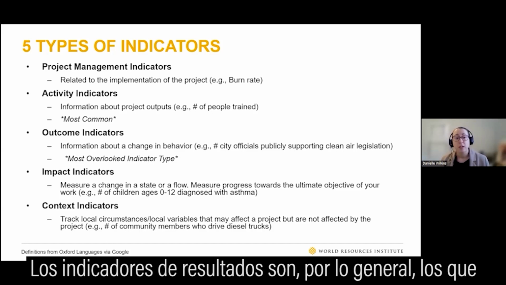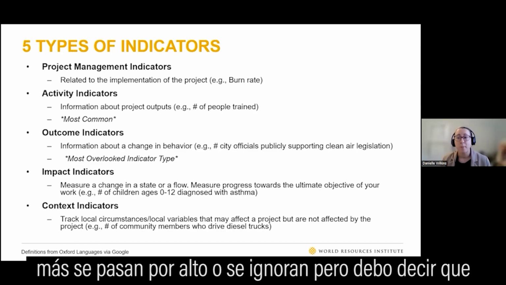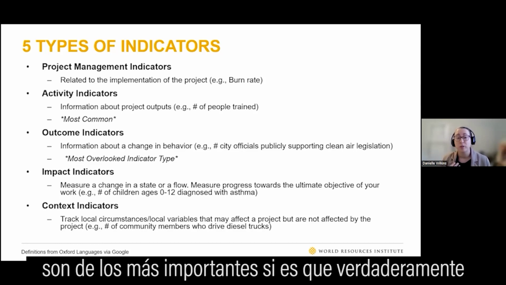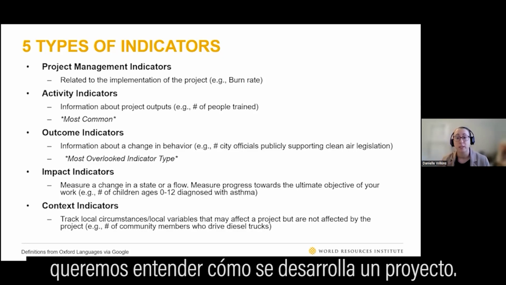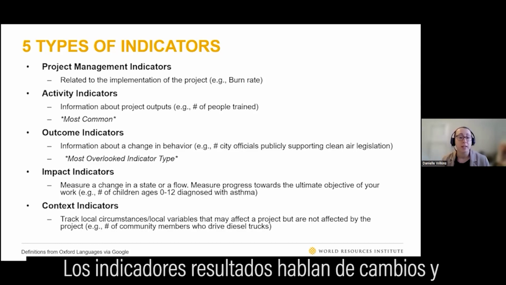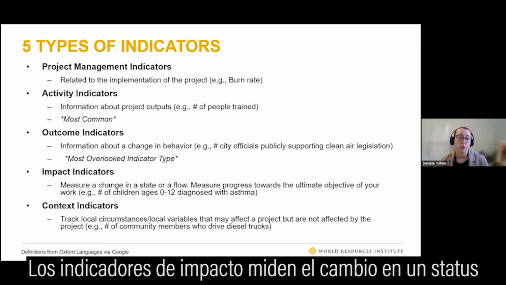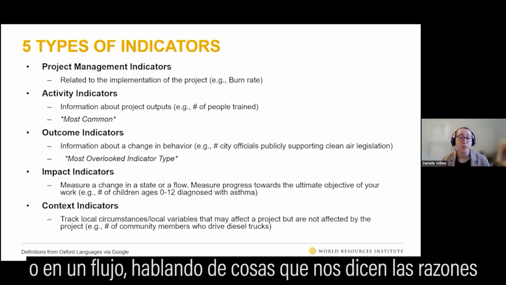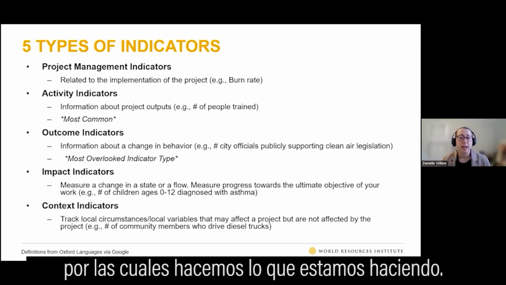Outcome indicators are generally the most overlooked type of indicator, but they're actually, I would argue, one of the most important indicators to be included in projects if you want to really understand how your project is performing. And so outcome indicators touch on changes in behavior. Impact indicators, that's kind of the star of the show. It measures a change in a state or a flow. So these are these high-level things that generally are the reason why you're doing what you're doing.